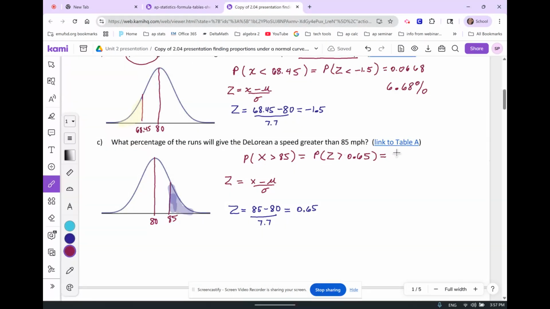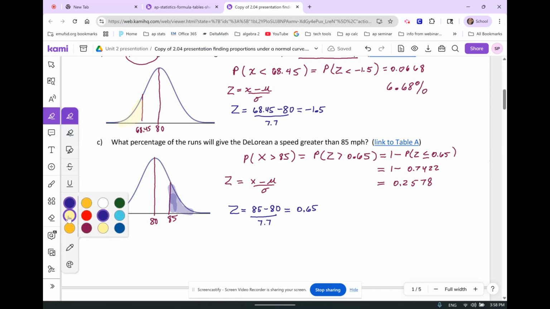So we're going to find 1 minus the probability z is less than or equal to 0.65. That's 1 minus 0.7422, and that's equal to 0.2578. So what kind of work would you have to show on my test?